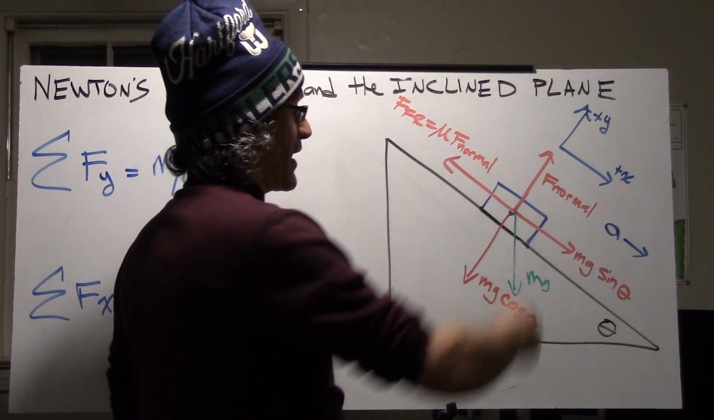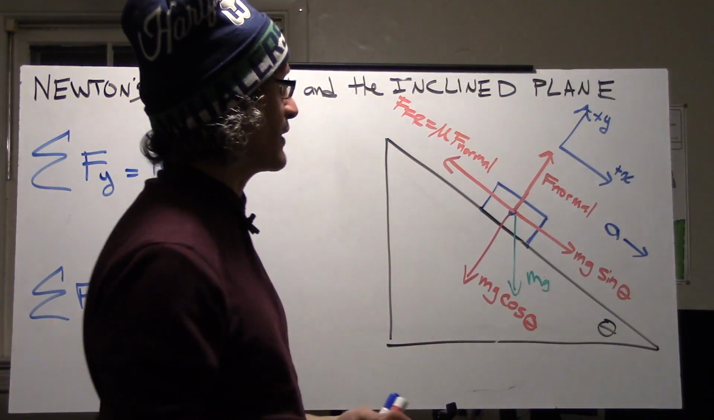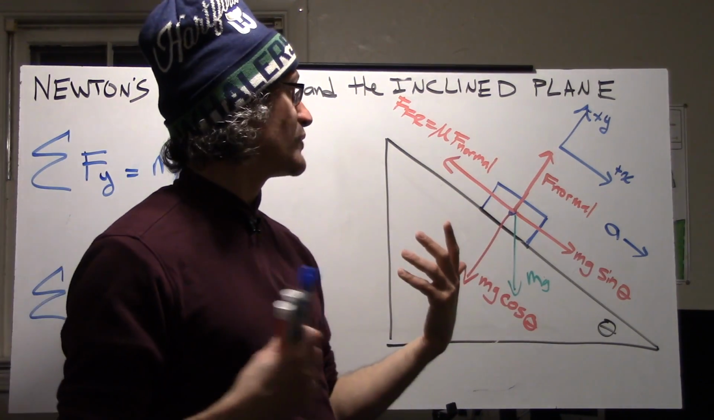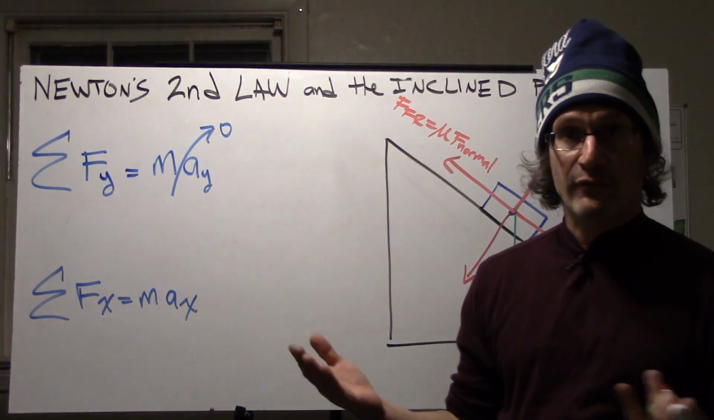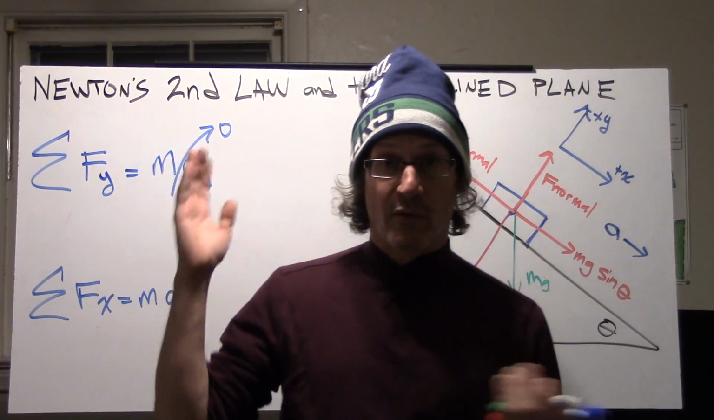I've got mg cosine theta pushing on the surface, responded by the normal force, and I've got friction competing against it, which I've written down here as mu force normal, thanks to our rotated coordinate system. So how does this work if we're going to write the equations down based on this free body diagram? How does Newton's second law work in this?